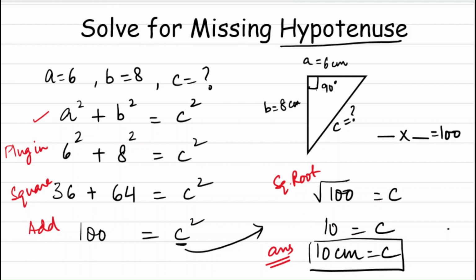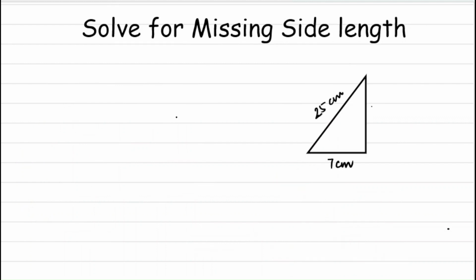Very easy. All right. Let's look at the next question, in which we need to find the missing side length. And when I say the missing side, it means the hypotenuse is already given to us. Okay. So this is 90 degree.